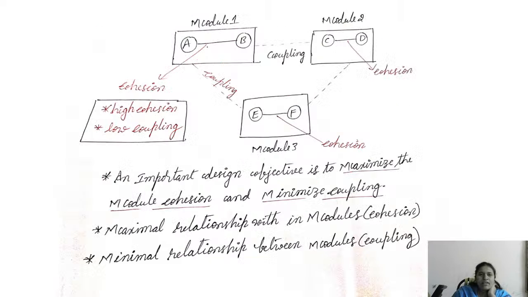See, I explained here with examples. This is module 1 and this is module 2. Here there are two elements in module 1. The intradependency between these two elements within a module is called cohesion. This is called cohesion. Please remember this. And the dependency between two modules is called what? Coupling. This is called coupling.